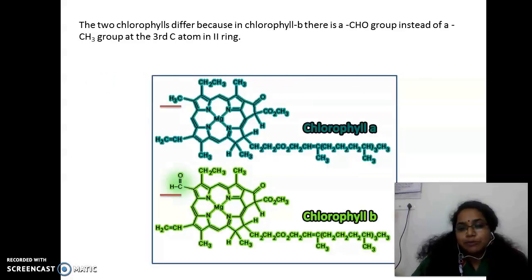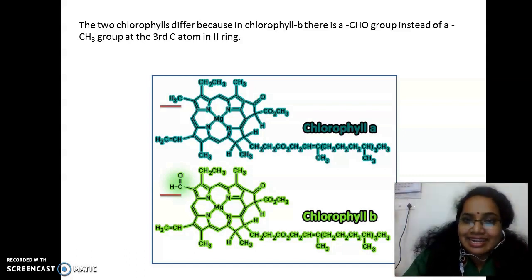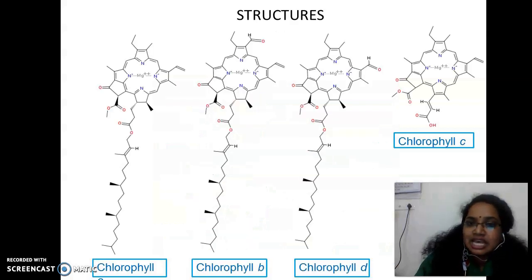So there are two major types of chlorophyll, chlorophyll A and B. The difference is that the methyl group at the 3rd carbon of the 2nd ring in chlorophyll A is replaced by an aldehyde CHO group in chlorophyll B. In chlorophyll A, a methyl group is present, and in chlorophyll B, a CHO group is present. This is the only difference between chlorophyll A and chlorophyll B, which are structurally similar photosynthetic pigments.